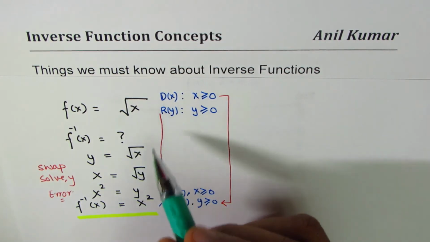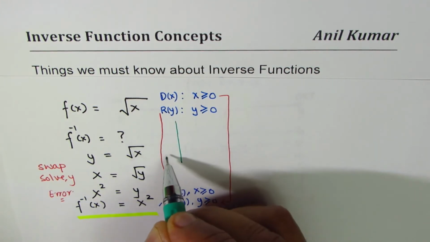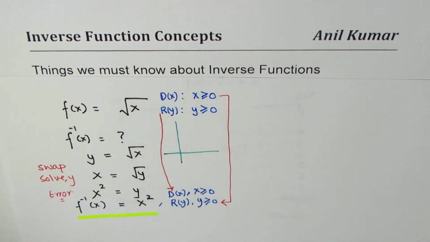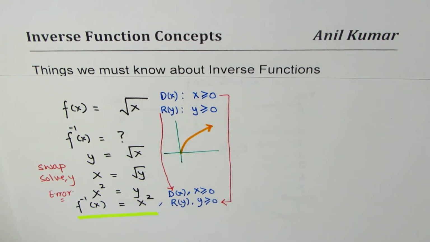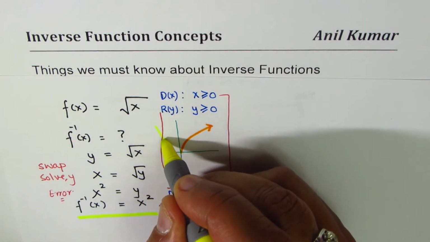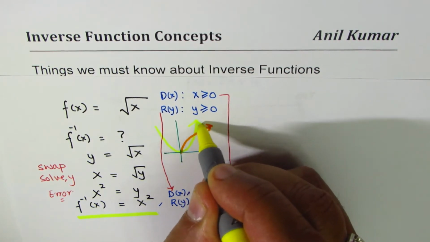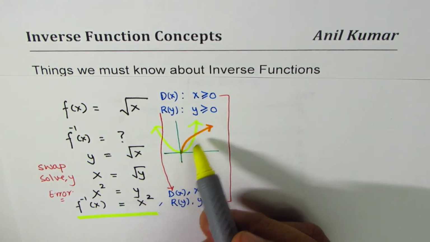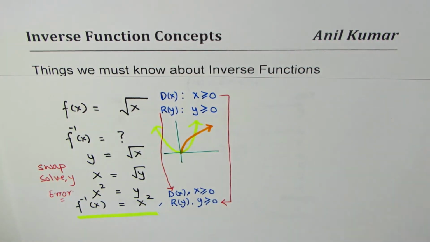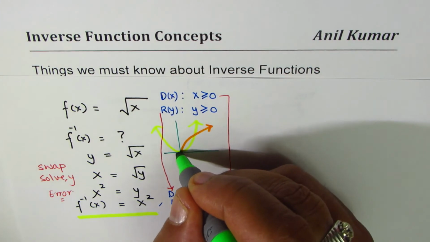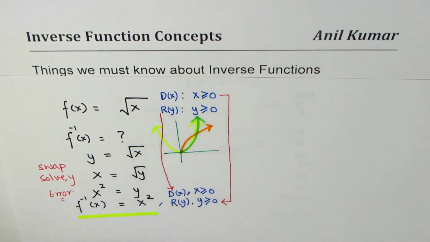If I sketch it, let me sketch it at this place. The square root x function is kind of like this, right? But if you say that the inverse is x squared, you're saying that the inverse is kind of like this. You can easily see that the inverse of this should not be the whole parabola. It should only be the right side of the parabola, right? It should only be that part of the parabola. Is it okay? Not this one.